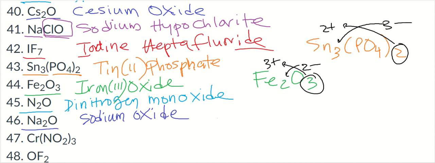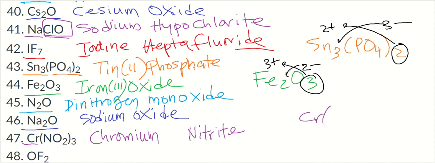Okay, chromium, transition metal, multiple charges. Let me change the color up. All right, let's write the name first because that's not going to change. But we do need to figure out the charge based off of the charge on nitrite, which is what that polyatomic ion is. All right, let's do that over here. I'm just going to copy that.